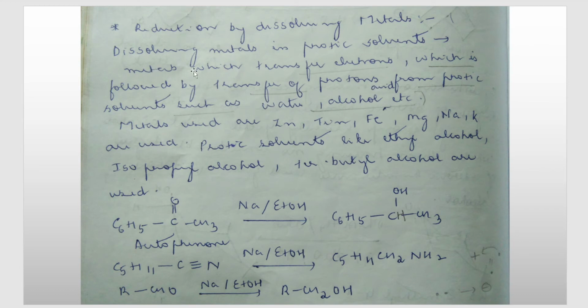And what does the metal do? What is the importance of the metal here? It transfers electrons. So in this whole process, using a metal dissolved in a protic solvent as a reducing agent, the reduction happens in two steps. One is that the metal transfers one of its electrons, and in the second step there is a transfer of a proton from the protic solvent. So we are specifically using a protic solvent.